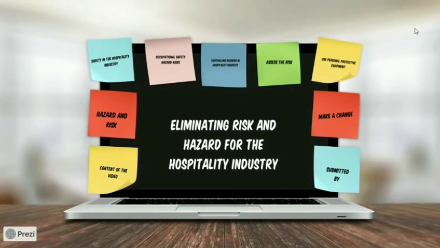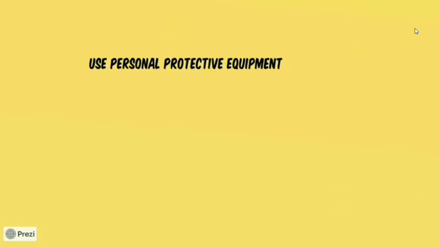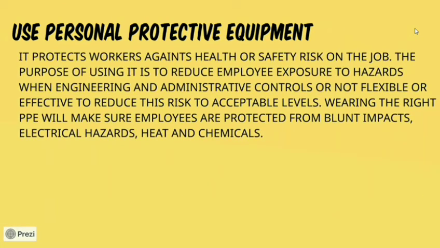Next, use personal protective equipment. It protects workers against health or safety risks on the job. The purpose of using it is to reduce employee exposure to hazards when engineering and administrative controls are not feasible or effective to reduce this risk to acceptable levels.